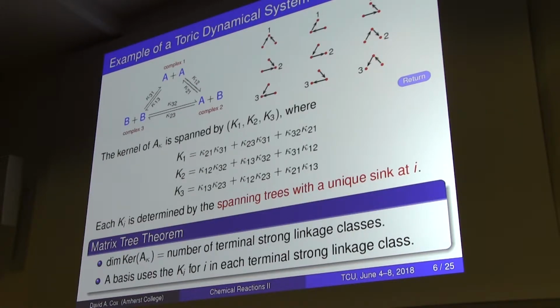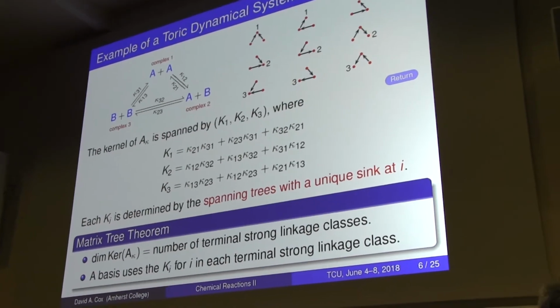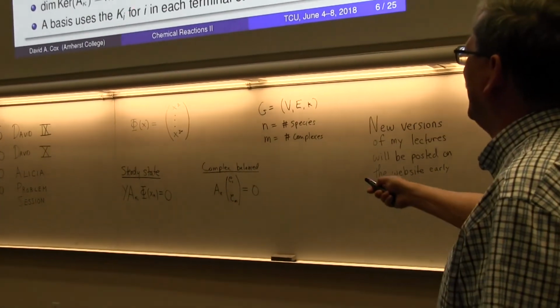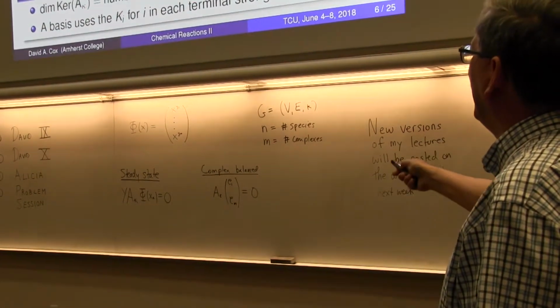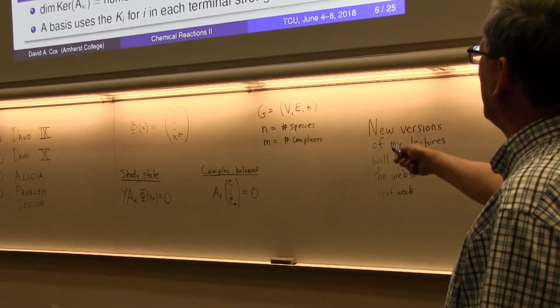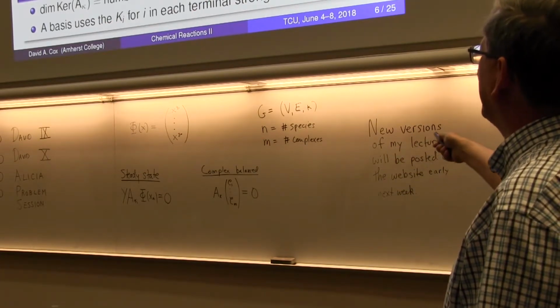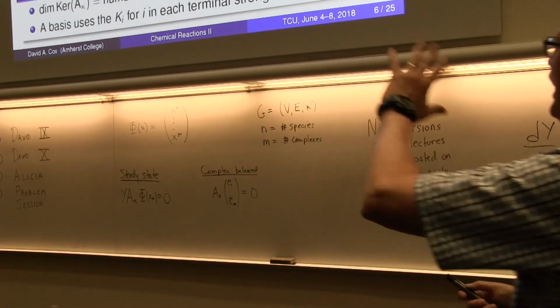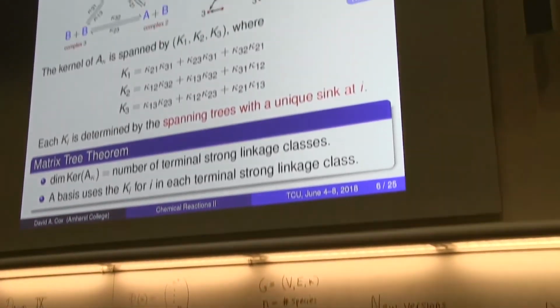And so that's the result we needed in the previous lecture: if I have a positive solution, which makes all these positive, as in the case of a complex balanced solution, I have something that's positive everywhere, and yet this only involves the strong terminal linkage classes. These have to be all the classes, and that's where the weak reversibility comes from. So that's really nice. We have a pretty good understanding of that.